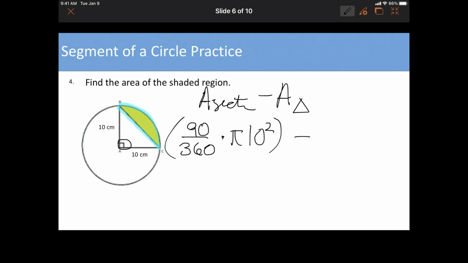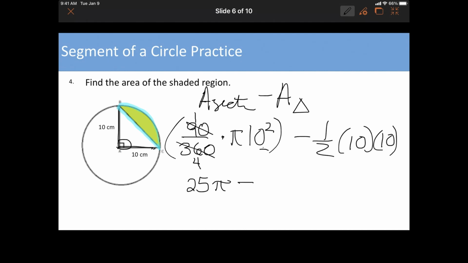So let's look at my triangle, half. Well, my base, it's a right triangle, so the base and the height are the legs. So it's 10 times 10. So we had said this is going to be 1/4. And this is going to be 100. So what's 1/4 of 100? Okay, that's 25 pi.